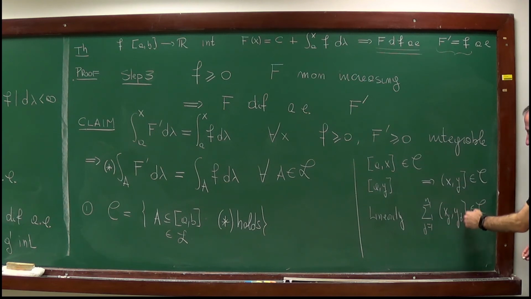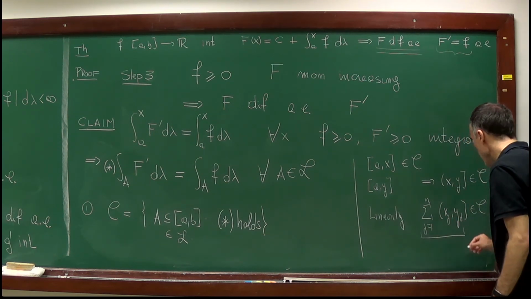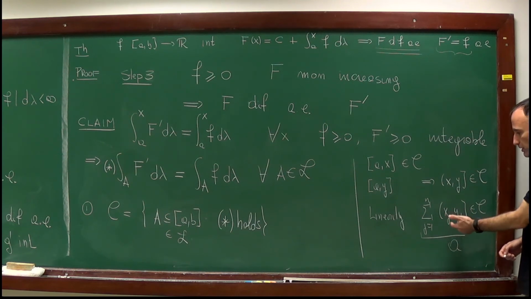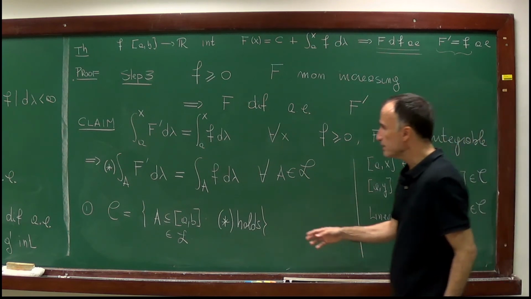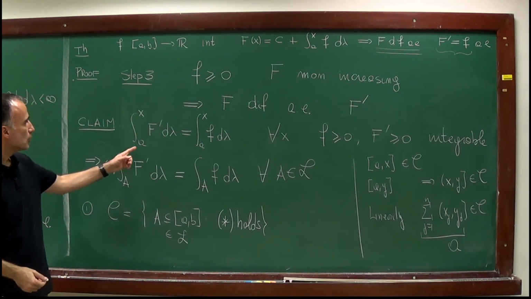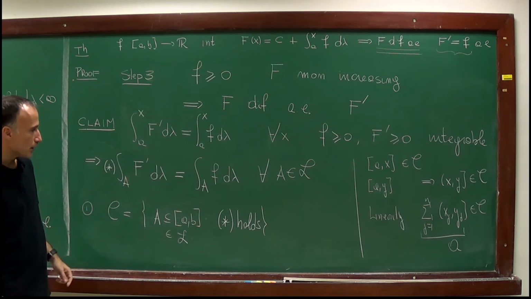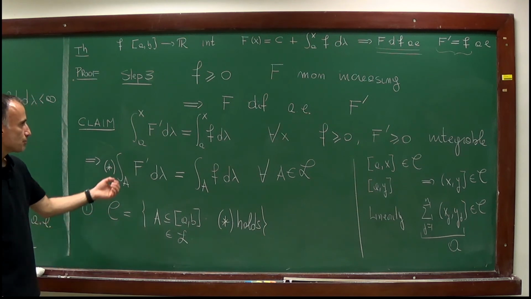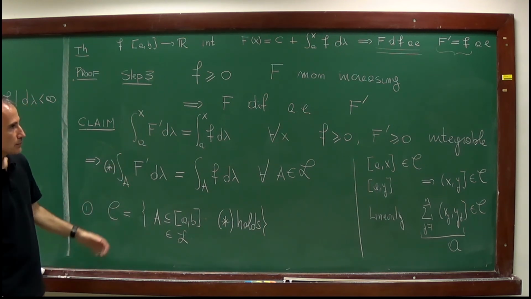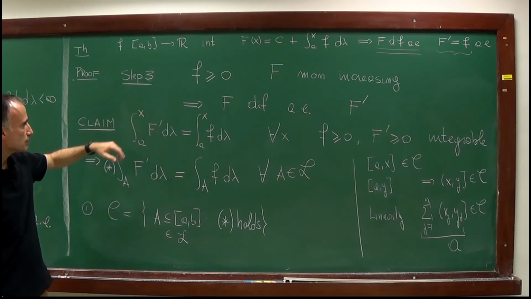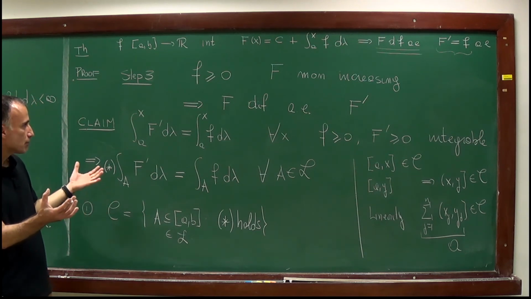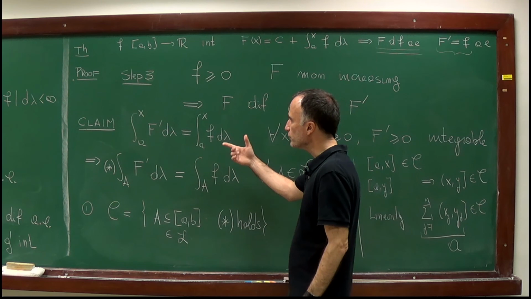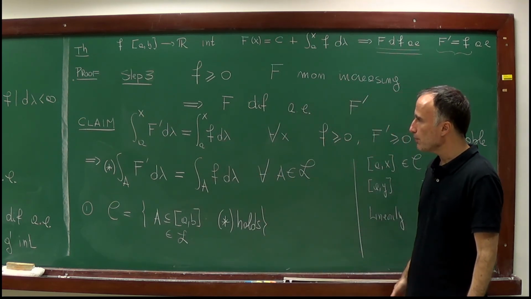We go from one interval to the disjoint union of intervals. And these sets form exactly the algebra of subsets generated by the intervals. So we just proved that this identity holds actually not only for these intervals, but for all sets A which belong to the algebra. Now I claim that C is a monotone class. That's very easy to show just by using the monotone convergence theorem. If you take a family A_n which is increasing to A, you can pass to the limit, and if this identity holds for each A_n, it will hold for the union of A_n, just by the monotone convergence theorem.